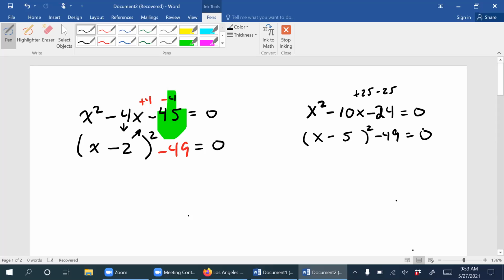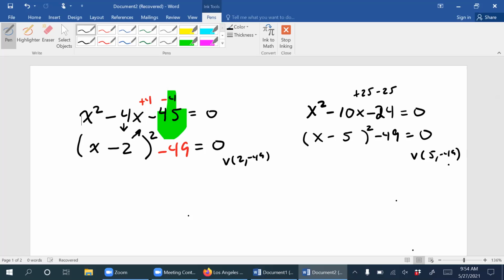Now, look at these two problems. We have completed the square. We can automatically tell what the vertex is. The vertex here is 2 and negative 49. The vertex here is 5 and negative 49, right? That's how easy we can find the vertex. But we haven't solved it yet. What x value would make this all go to 0?